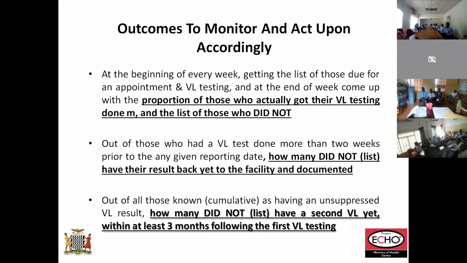You look at how many of them have their results back and documented in the system that's being used at the site level. The third outcome we can look at is, out of all those known as having had an unsuppressed viral load result, how many did not have a second viral load within at least 3 months following the first viral load testing.